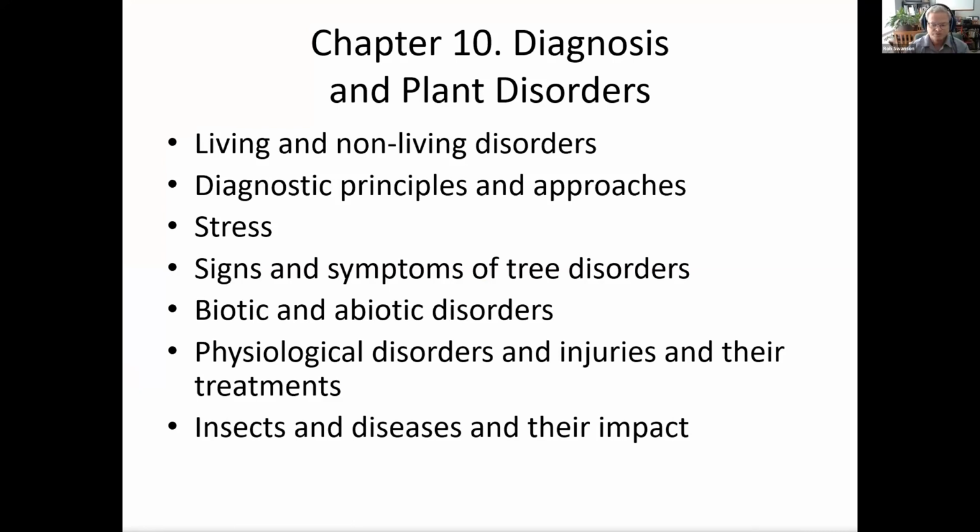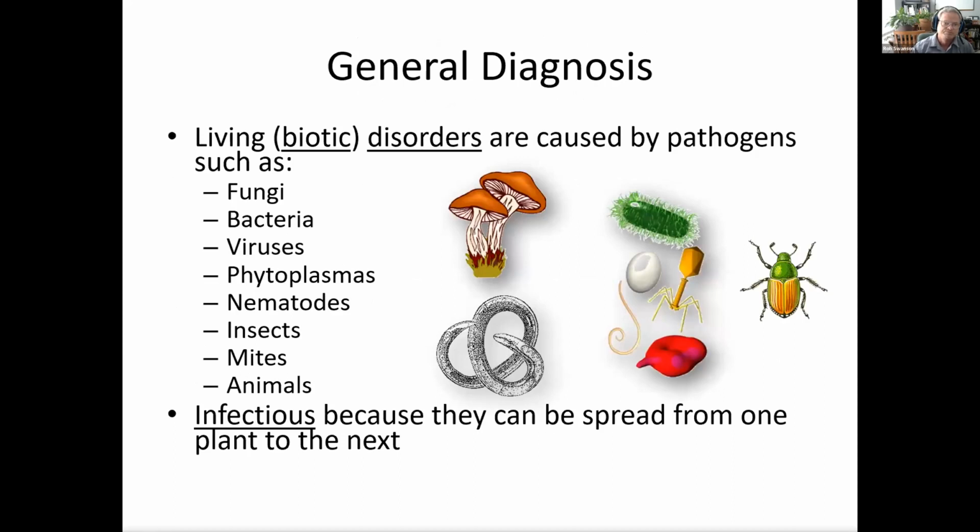So we're going to start with breaking it down by the causes. Is it something that's alive, or is it something that's not alive, non-living or living? The diagnostic principles and approaches, we'll talk about stress, the different signs and symptoms, similarities and differences of tree disorders. Again, biotic and abiotic, living or non-living, physiological disorders and injuries and their treatments. And then insects and diseases, their treatment.